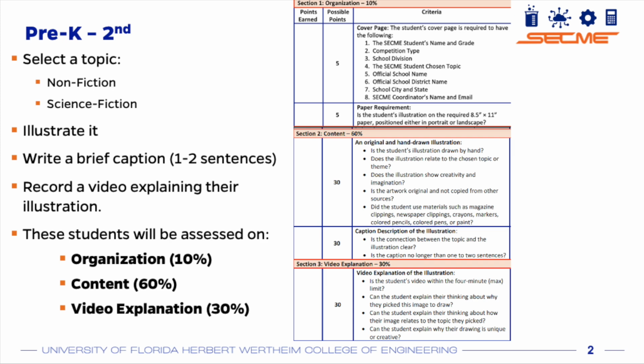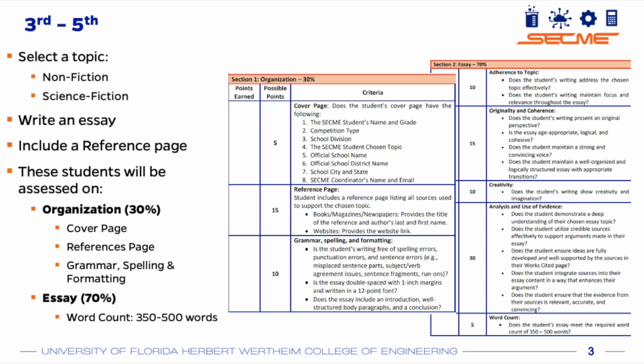I have included a screenshot of the score sheet to show you what judges will be scoring each component of the illustration on. And this score sheet can also be found on our website. The next division is 3rd through 5th grade. And similarly to kindergarten through 2nd grade, they will be selecting a topic within nonfiction or science fiction, and once again, this can be found on our guidelines PDF on the website.